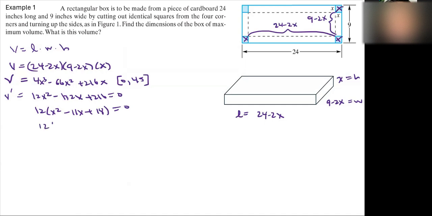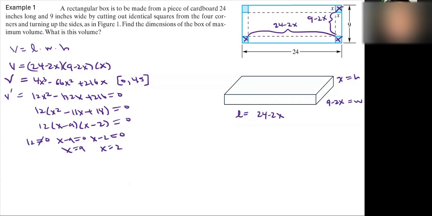Let me break this down even further. This factors to x minus 9 times x minus 2 equals 0. The 12 equals 0 doesn't make any sense. So x minus 9 equals 0 and x minus 2 equals 0, so we get x equals 9 and x equals 2. We found the other critical points, 9 and 2.